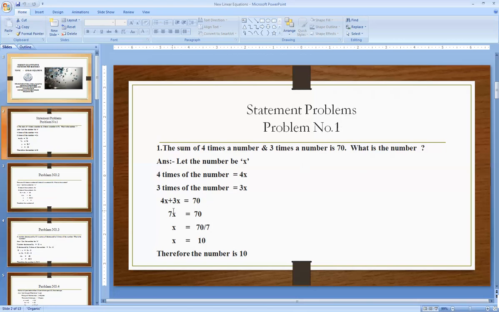Therefore, you add 4x plus 3x, which becomes 7x, equal to 70. Therefore, x equals 70 divided by 7. The value of that number which we have assumed, the value of x, is 10. Therefore, the number is 10.